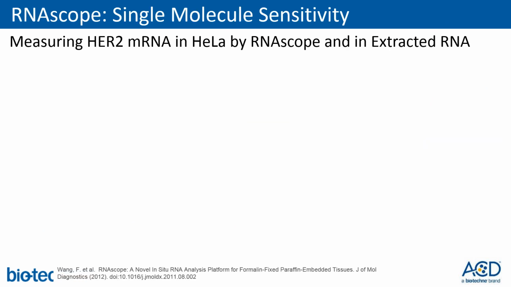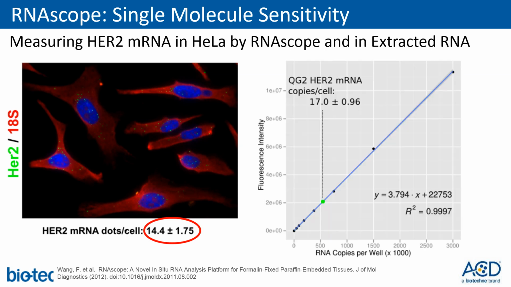So to show you an example and illustrate how we're able to detect single molecules of RNA in fixed tissue, the assay shown here is performed on HeLa cells, where RNAscope was used to detect HER2 transcript in the left-hand experiment, an image, and on the right-hand side, HER2 transcript was measured in solution with a quantitative solution-based assay where a standard curve of in vitro transcribed message could be included.